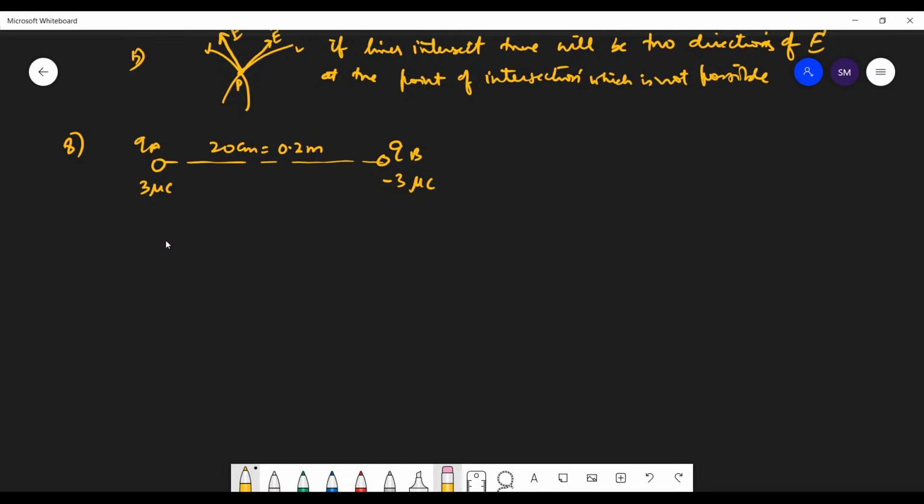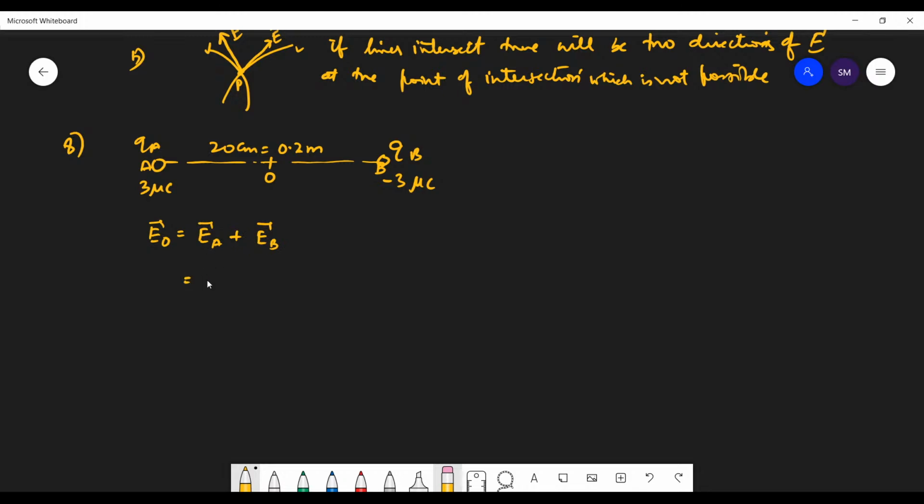What is the electric field at the midpoint? I need to find this. This is the midpoint. Suppose this midpoint is O, this point A, and this point B. So the electric field at point O will be equal to the electric field due to charge A plus the electric field due to charge B.